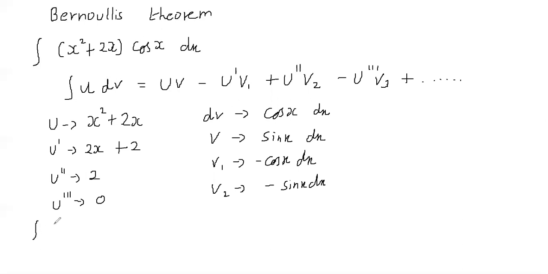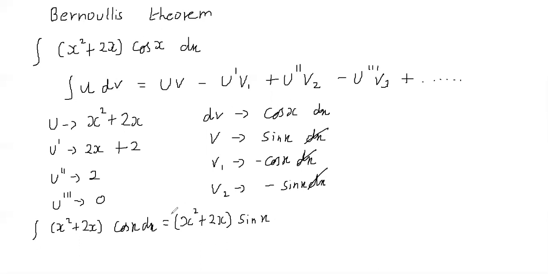the integration of x square plus 2x into cos x dx can be written as integral u dv, that is uv. What is u? U is x square plus 2x, into what is v? That is sin x. Okay, so just don't write this dx. Don't write this dx, because dx will come with the integration. So this is the first part.